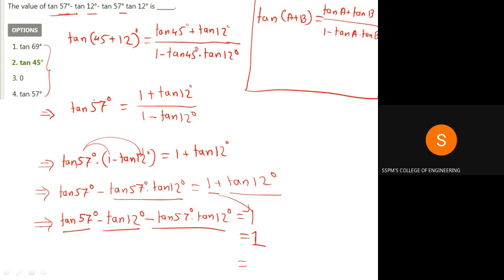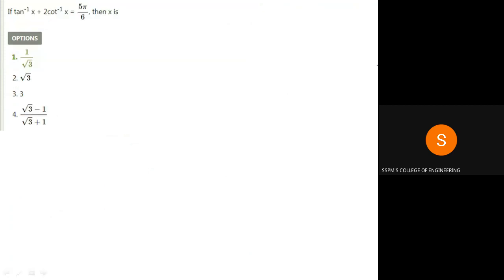So what can 1 be represented as? It is represented as tangent of 45 degree. What is the value of tangent of 45 degree? It is 1. Tan 45 is equal to 1. So this is the option that is correct, tan 45 degree. So all you have to remember is this formula: tan(A plus B) is equal to tan A plus tan B divided by 1 minus tan A tan B. Okay. Next example.